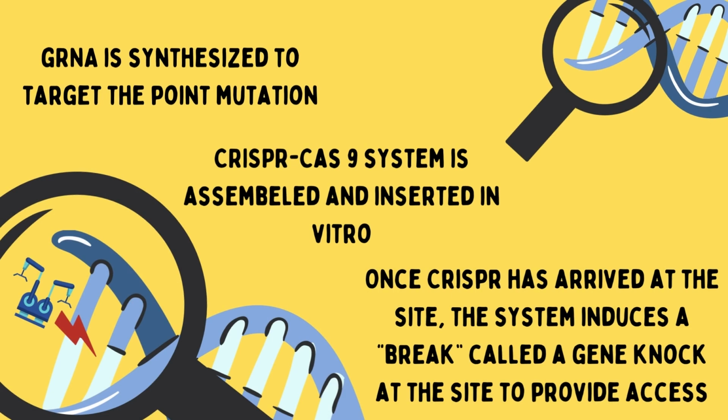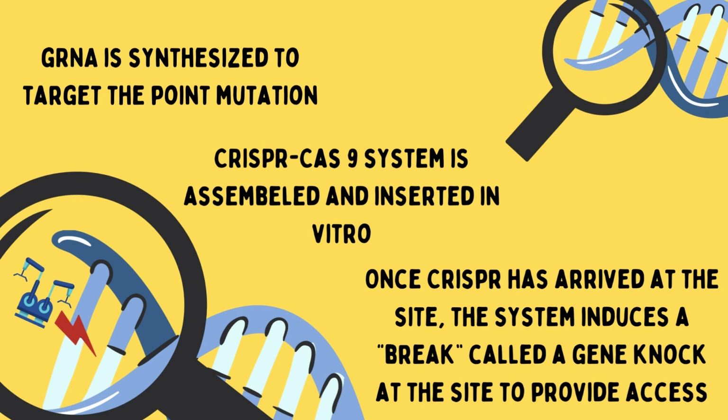Now, with our introduction to sickle cell, we can talk about the CRISPR-Cas9 system as a treatment. As we have previously established in the workings of the system, scientists start by synthesizing a guide RNA to target the point mutation occurring in the hemoglobin beta gene. Once the guide RNA is synthesized and the CRISPR-Cas9 system is formed, the complex is inserted into the subject's genome in vitro, meaning outside of the cell.